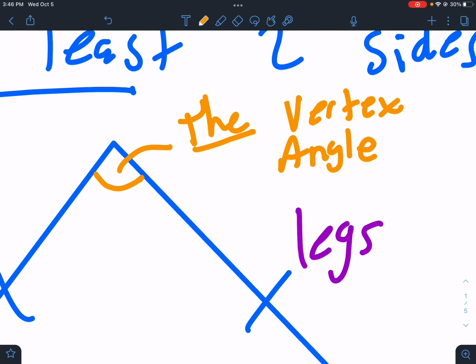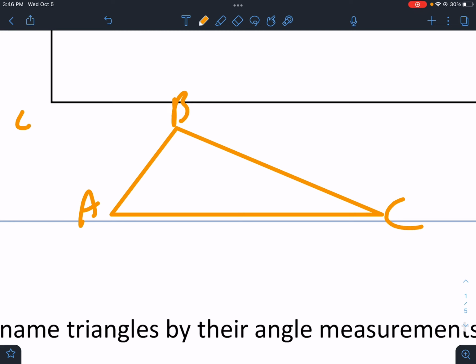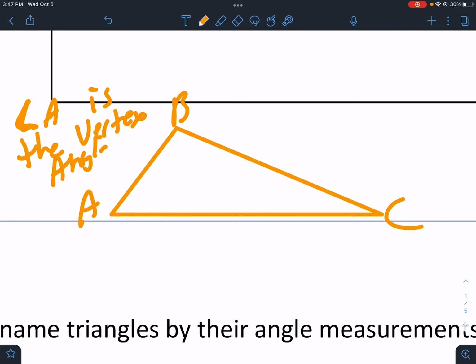So if I give you a triangle, something like this, let's call it A, B, C, and I say that angle A is the vertex angle, and I told you, what if I said this was 10? Well, then this side has to be 10. Mr. Man, it's not 10. It is 10. If this is the vertex angle, then these two sides have to be the legs.